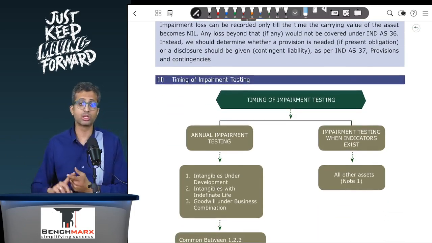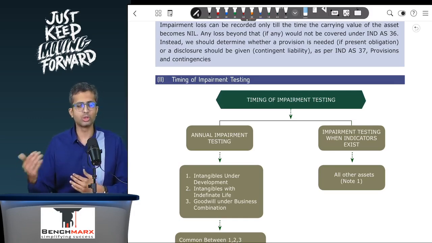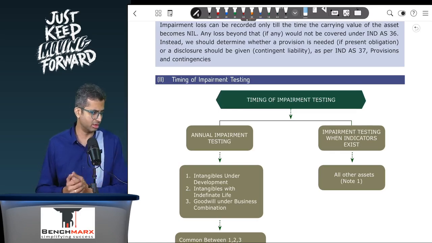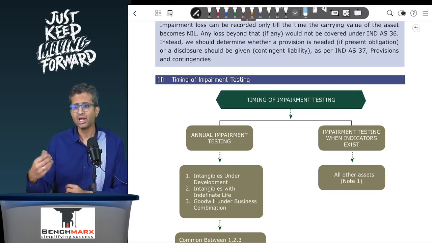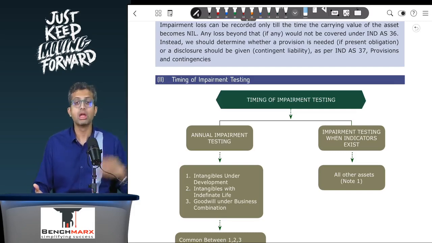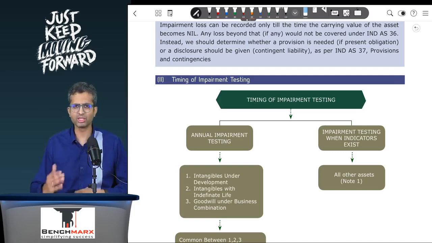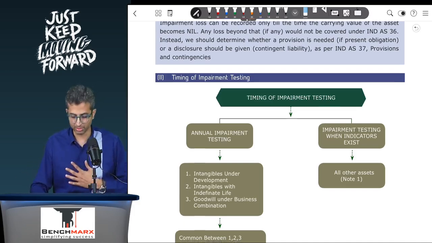So indicators over here can be external, like a legal ban, new technology or entry of a strong competitor, lockdown, etc., or it can be internal, like continued cash losses, or even something like physical damage due to flood or earthquake can be your indicators. And if and only if there are indicators, which is again a subjective assessment, will you actually go ahead and do impairment testing. Otherwise, you don't need to separately do impairment testing.